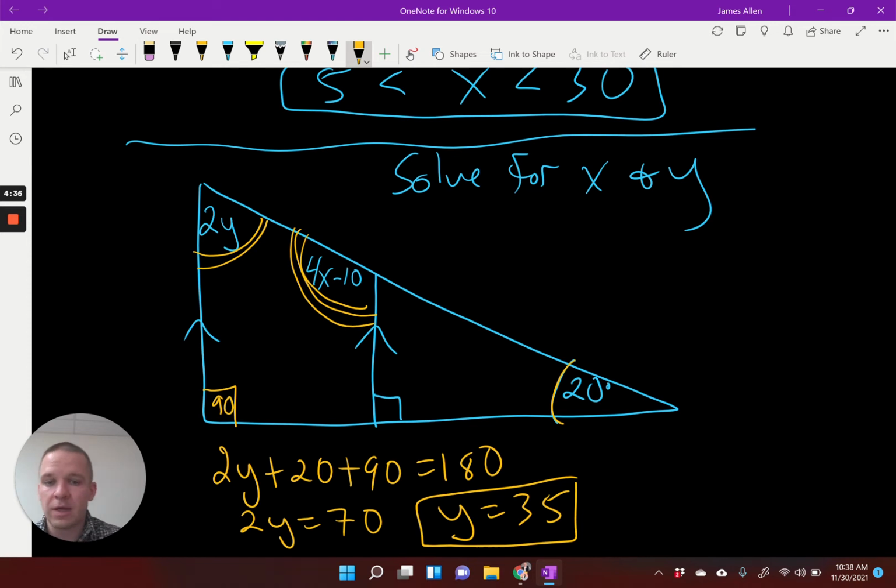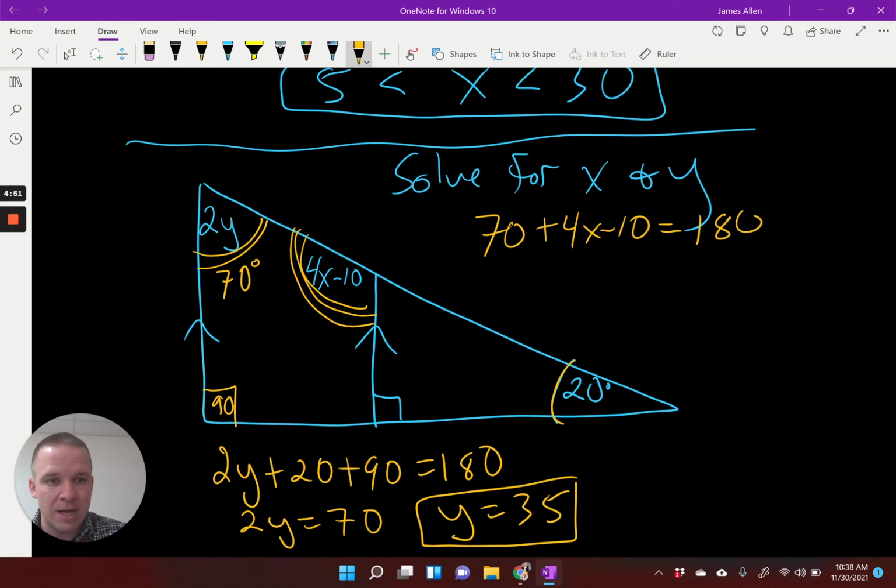Okay. And if that's 35, I know that the 2y over here is going to be a 70-degree angle now, right? Now we could set up, I'm going to pop up top here because I ran out of room below, 70 plus 4x minus 10 equal to 180. All right, combine some like terms.